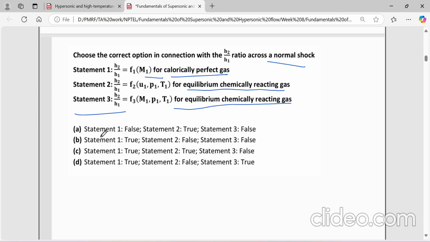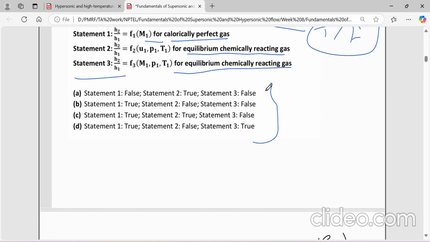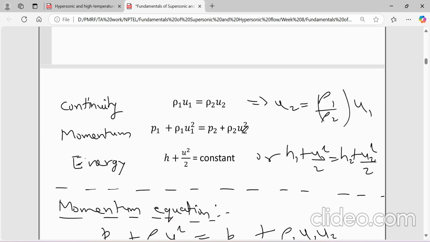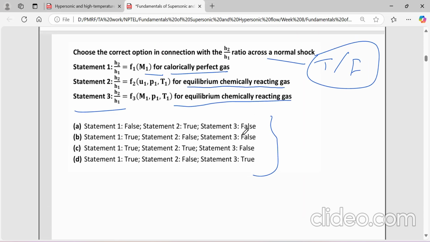So there are four options. Statement 1 false, statement 2 true, statement 3 false. So basically we have to tell which of the statements is true or false. You have to find it. First we will see what the governing equations for a normal shock are.